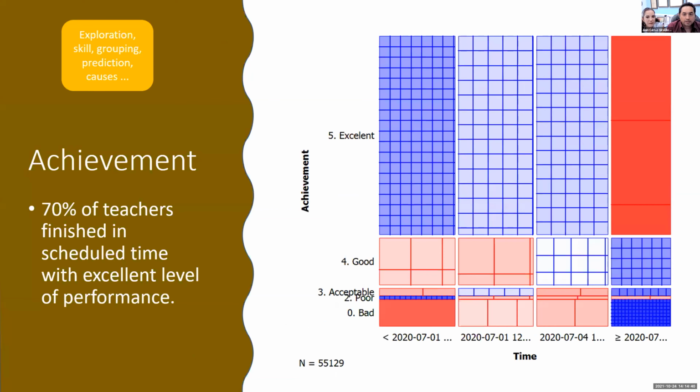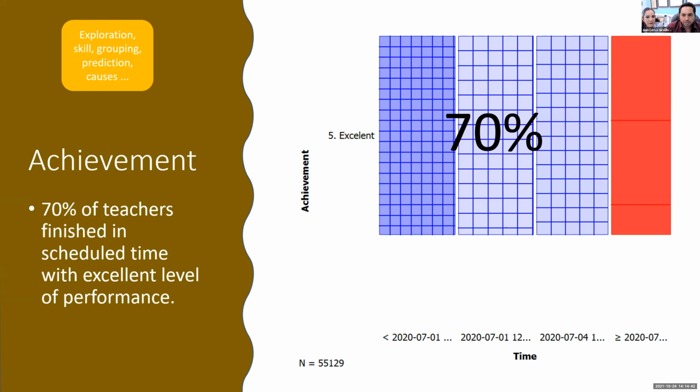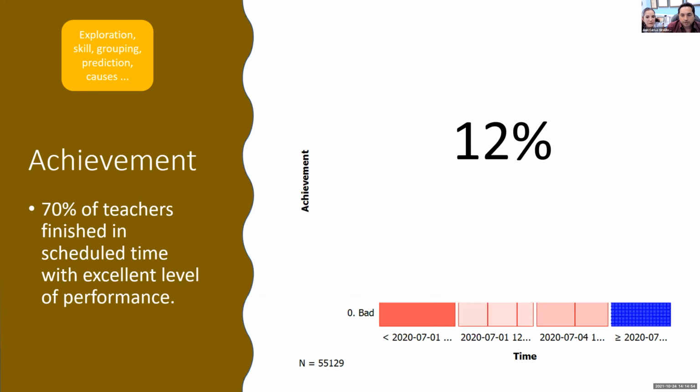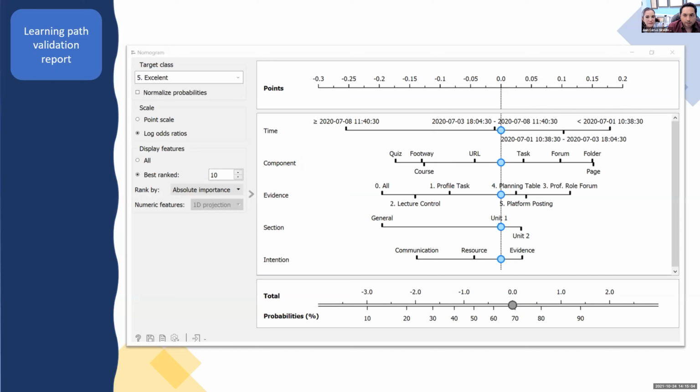About achievement, 70% of the teachers finished in the scheduled time with an excellent level of performance. 18% took longer to deliver and performed well. 12% interacted at the end and performed poorly. Using naive Bayes, a nomogram was generated that identified the interaction of the teachers who achieved an excellent performance.